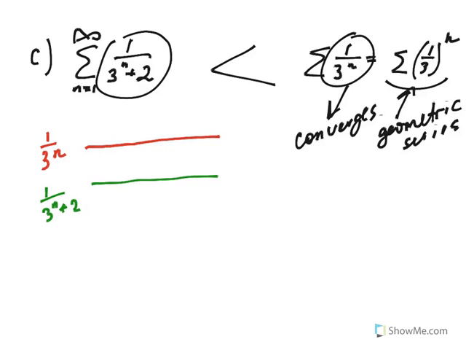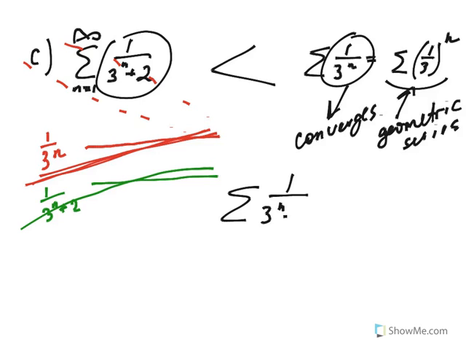Now the red one converges, so it's not going that direction because that would be infinity. It converges. We're moving towards a certain value, some kind of value of c. But since the green one is below, the red one pushes the green one along, so it also converges. So that means the series 1 over 3 to the n plus 2 converges as well.